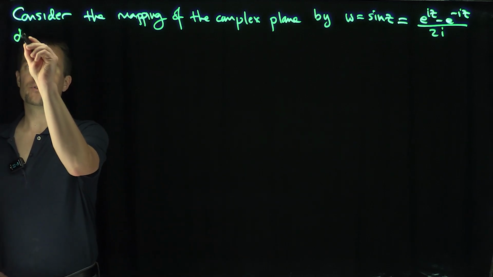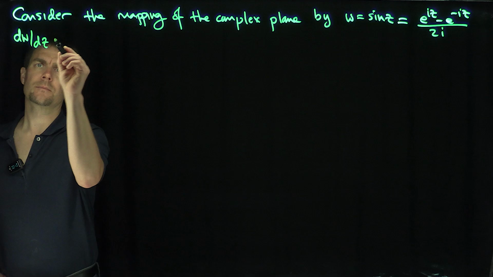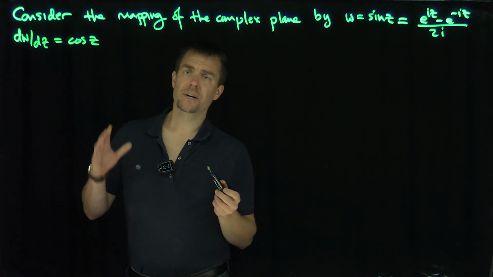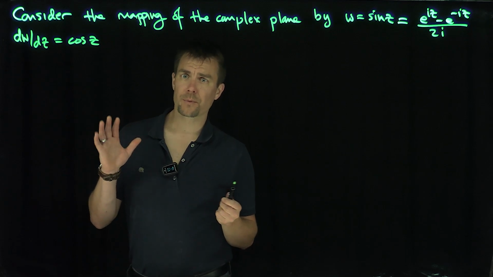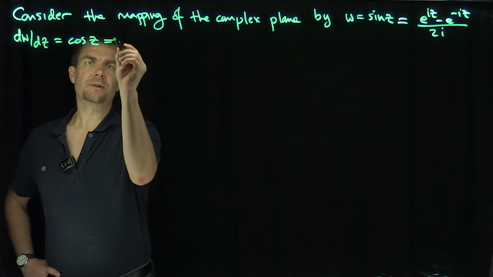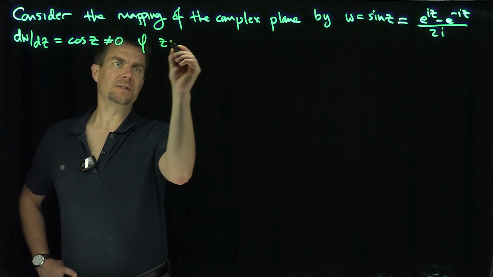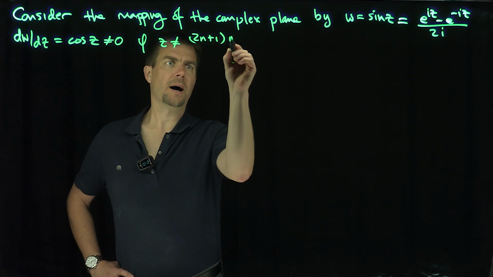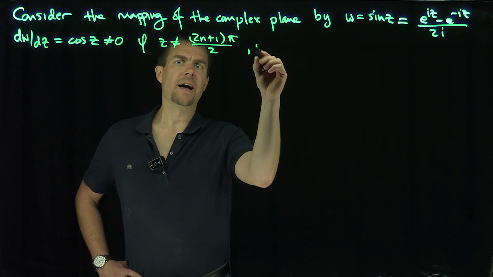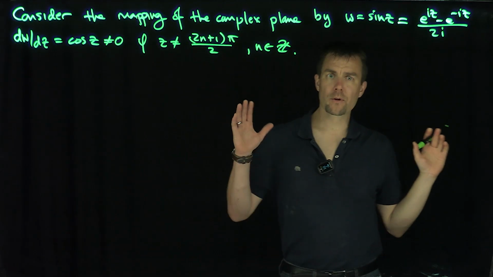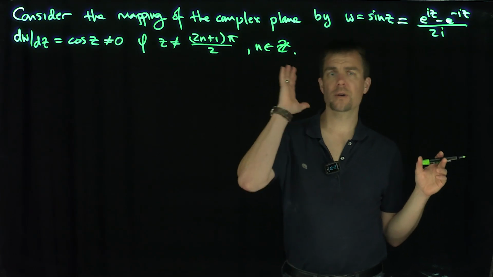Well, easy enough. Compute the derivative, dw/dz is cosine. And where's the cosine equal to 0? The cosine is equal to 0 at the odd multiples of pi over 2. So this is non-zero if z is not equal to (2n+1) pi over 2 for n in the integers, right? Good. So if I look at a region that doesn't include these points, my mapping is going to be conformal.